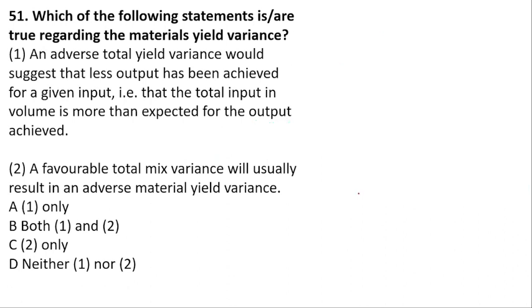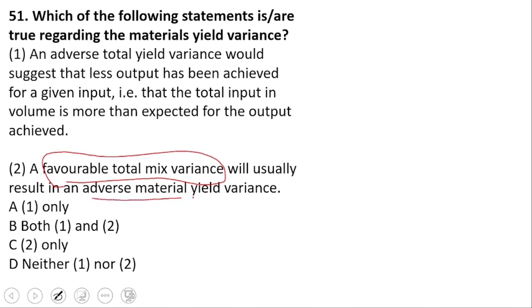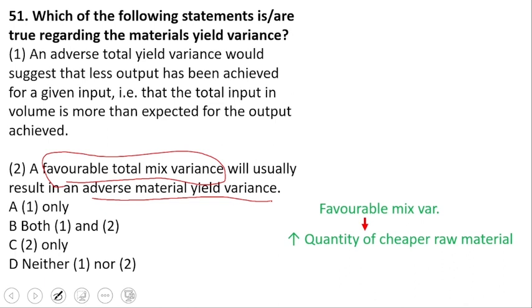Now coming to the second statement, a favorable total mix variance will usually result in an adverse material yield variance. Now, when is there a favorable mix variance? Favorable mix variance arises when there is an increase in the quantity of the cheaper raw material. Cheaper raw material is usually associated with lower quality. Not always, but usually.